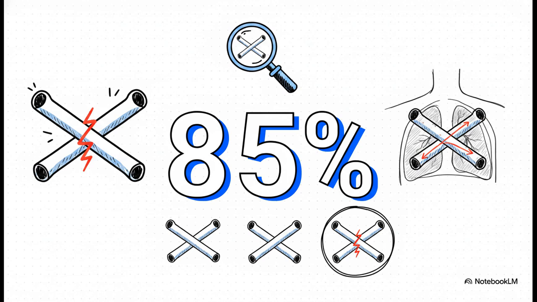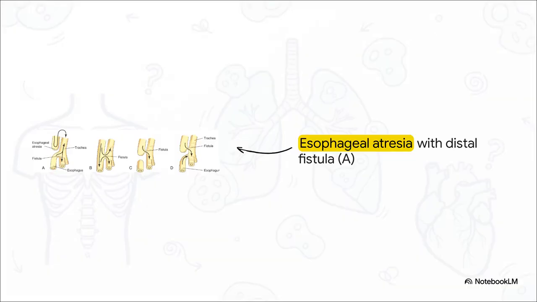We also have those crossed wires, which are known medically as tracheoesophageal fistulas. And I really want to emphasize this huge number. Over 85% of these fistulas present in one very specific and highly dangerous configuration. And that configuration is esophageal atresia with a distal fistula. Just look at the early development happening in the 4th and 5th weeks. The esophagus, the food pipe, just ends blindly in a pouch. So the baby swallows milk, but it literally has nowhere to go, which leads to immediate drooling and regurgitation.